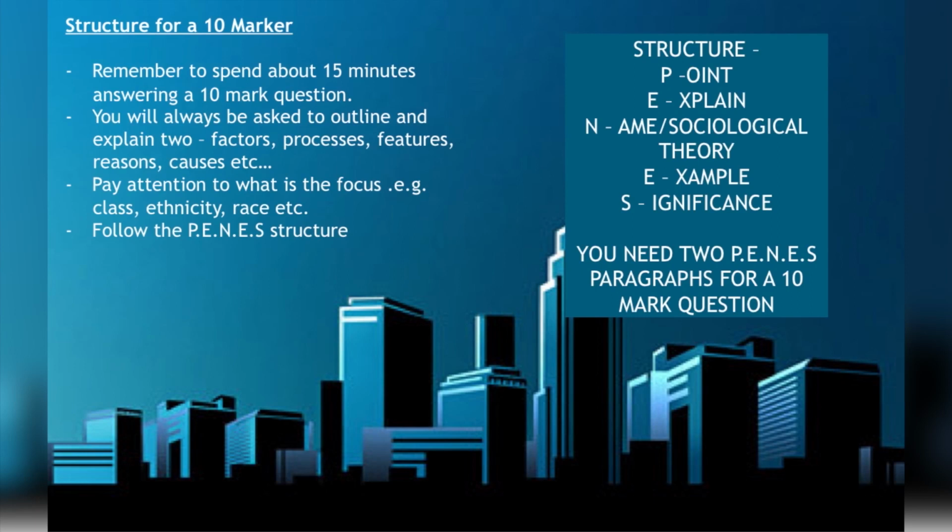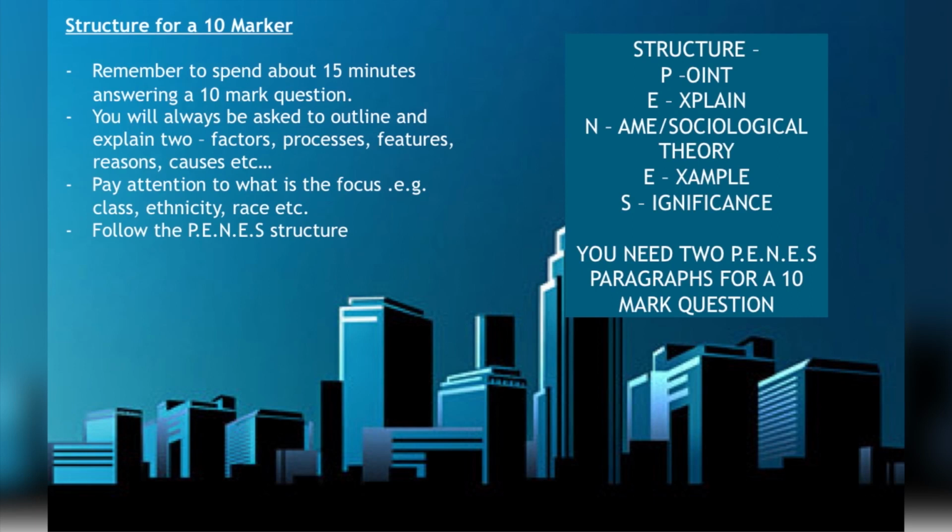Before we get into the structure, the 10 markers in sociology will always ask you to outline and explain either 2 factors, features, reasons, causes, effects, functions, ways, problems, advantages, disadvantages, and the list goes on. Pay attention to exactly what it's asking of you. So it's asking you to look at 2 factors within schools. It's asking you to look at the factors that happen within schools, so labelling, etc. Make sure you pay attention, because otherwise it's an easy way to lose easy marks.